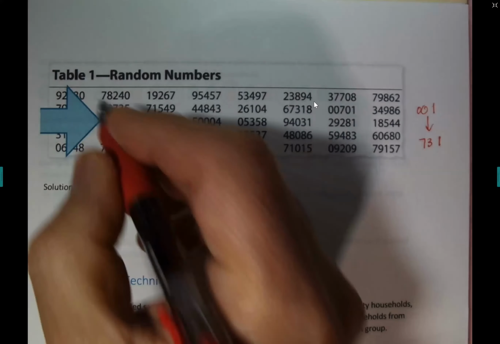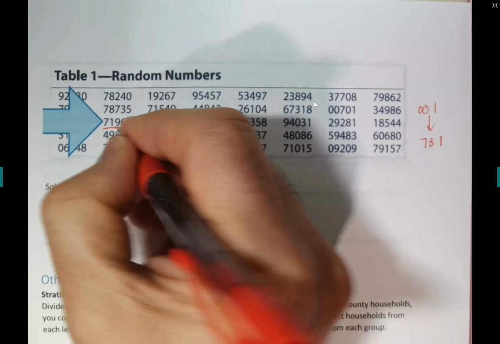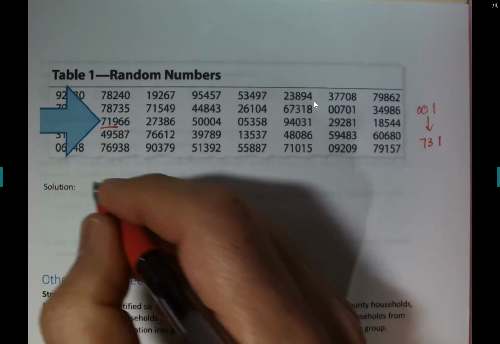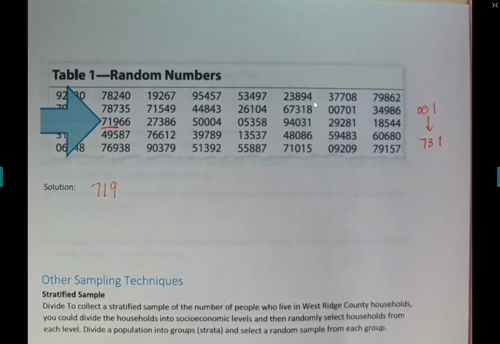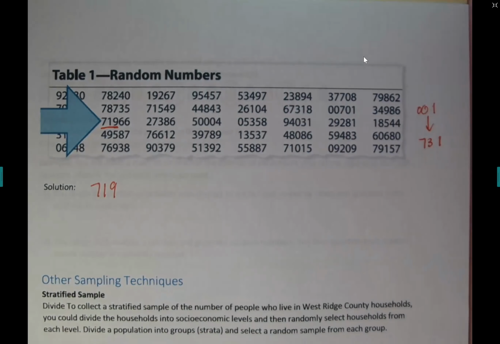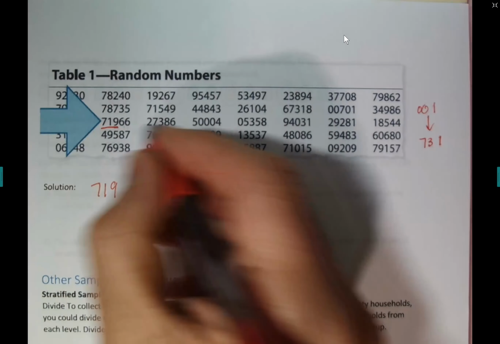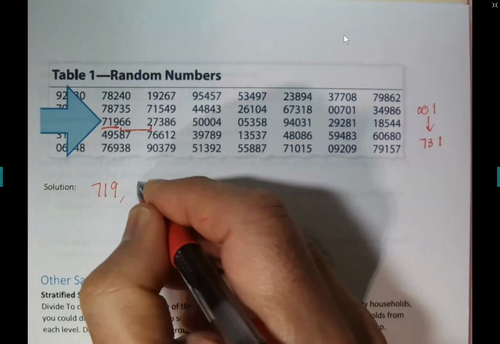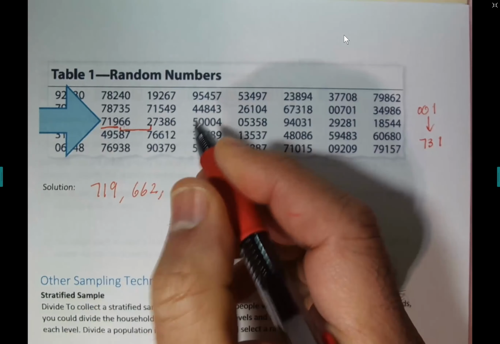Let's read the first 3-digit. 719. Is 719 a number between 001 and 731? If you say yes, then this student is in the sample. So I will call upon the student whose number is 719 and tell the student you're going to be in my sample. Let's read the next 3 digits. You can do it in a row. 662, yes. That's in the sample.